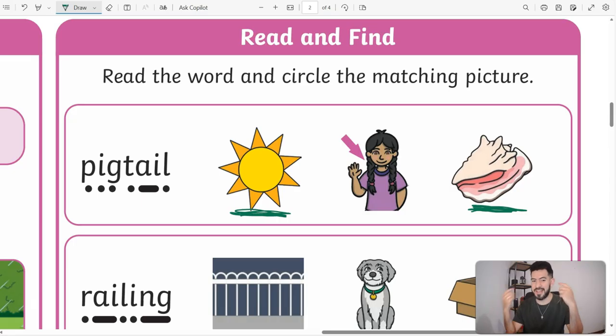So a pigtail is what many girls in general have, okay, from their head, and they put their hair in a pigtail, okay? Some girls usually put it in a ponytail. But well, this is a pigtail, okay? So you will circle the matching picture, a pigtail, these things here.